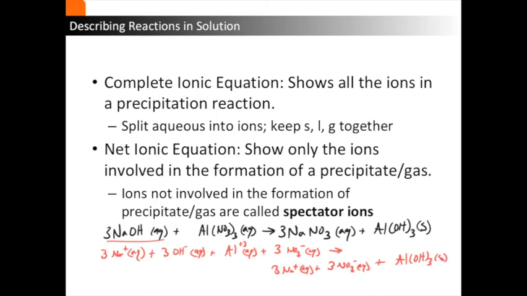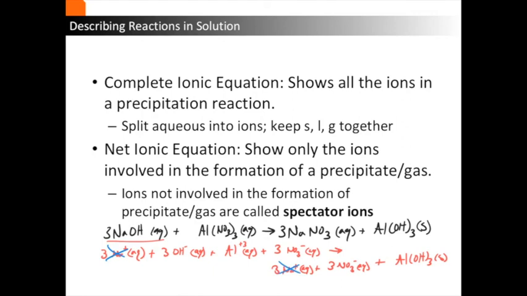And now you have the full ionic equation, or sometimes referred to as the complete ionic equation, which shows all the ions in a precipitation reaction. Now from here, we cross out anything that is of the same state of matter on both sides of the reaction arrow. So for example, I start with 3 sodium ions on the reactant side and 3 sodium ions on the product side. So those cancel each other out.